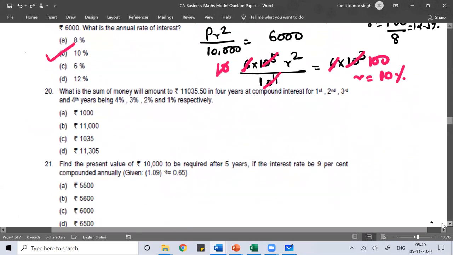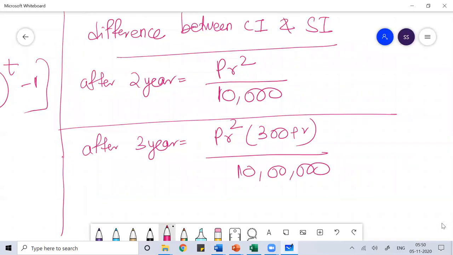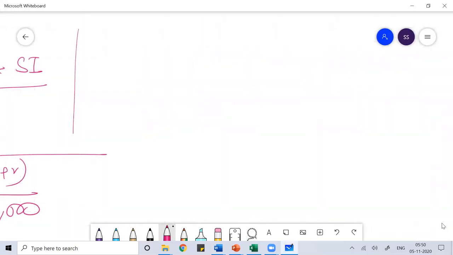Now you see what sum of money will amount to 11,035.5 in 4 years at a compound interest of 4 years being respectively. So they are asking you the principal and they are giving you the amount. This is the amount and this is the rate of interest. You can do it with the options, or you can do it one by one.